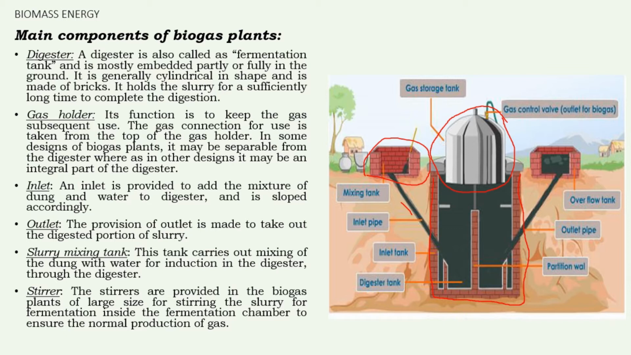And next we have the outlet pipe, and this is the overflow tank. Once the digestion takes place, the sludge gets collected here, and it also contains a stirrer. It's not shown in the sketch, but it contains a stirrer for mixing of floating slurry for better reaction. So these are the main components of biogas plant.